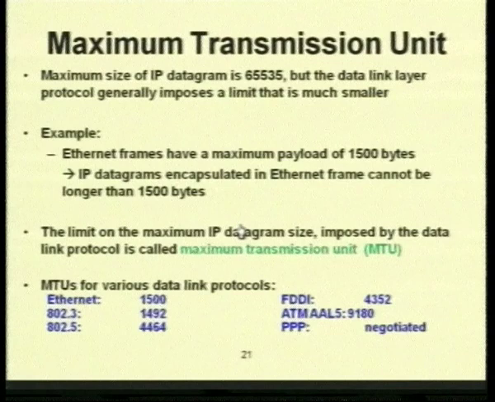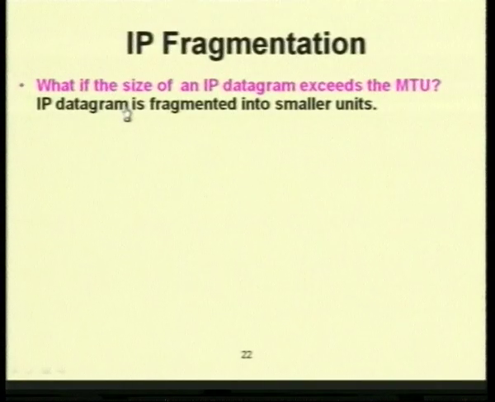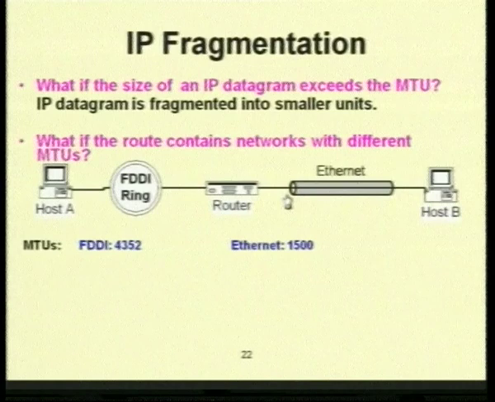Now because we have this maximum transmission unit, sometimes there is a necessity that IP packets need to be fragmented so that they are able to fit into the data link layer frame. So we will look at how that happens. So what is this IP fragmentation that we are talking about? IP fragmentation is required whenever the IP datagram exceeds the MTU, right? So the question is, what if the size of an IP datagram exceeds the maximum transmission unit? The IP datagram has to be fragmented into smaller units.